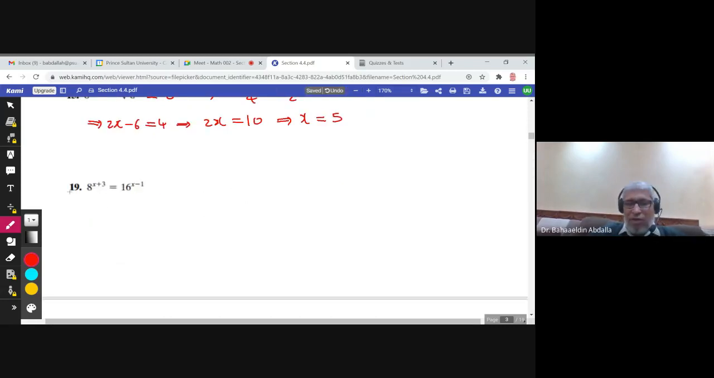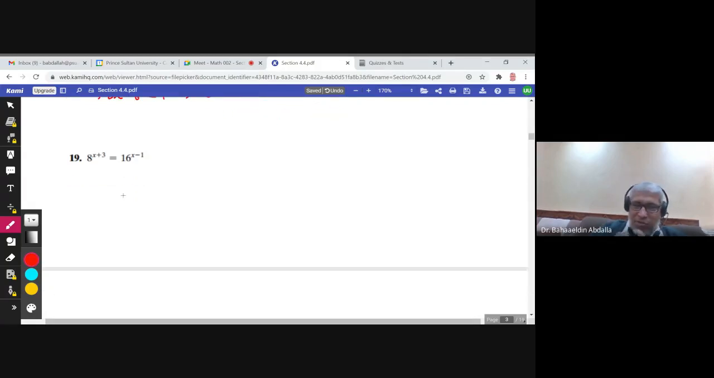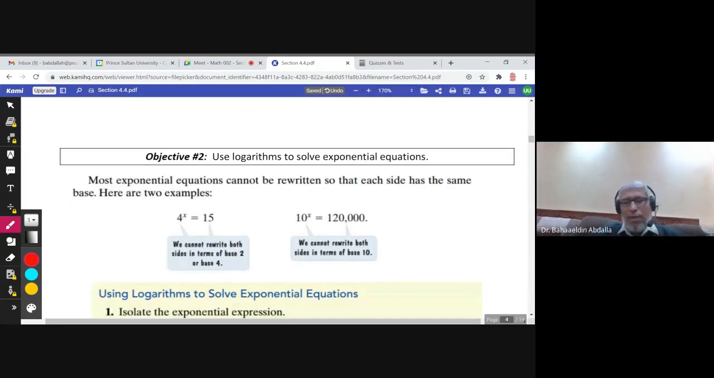You can do number 19. Write both sides in terms of base 2. Okay, so this is objective 1, the first method. Now let us go to objective 2, the second method.